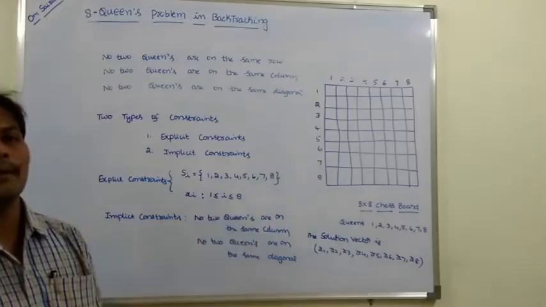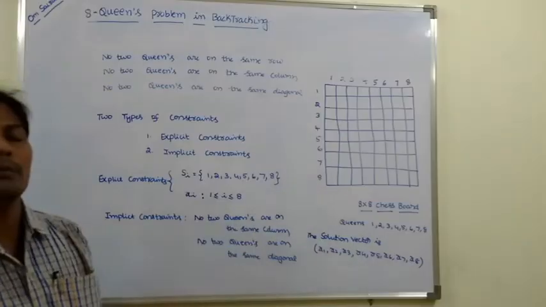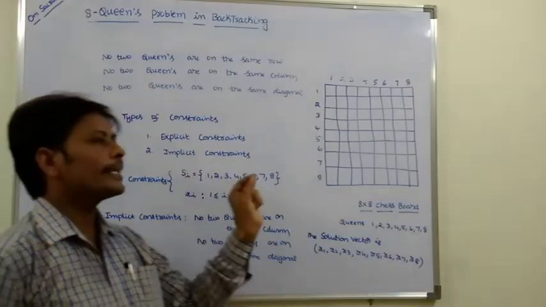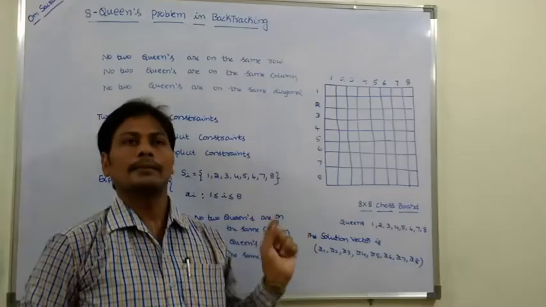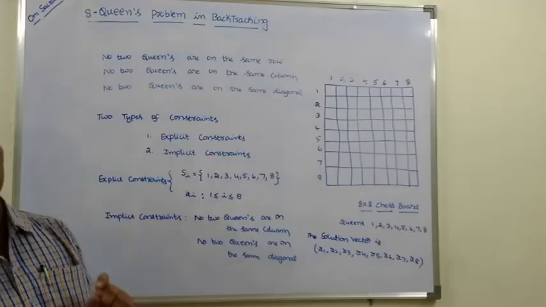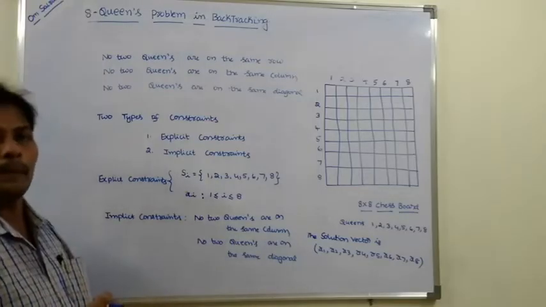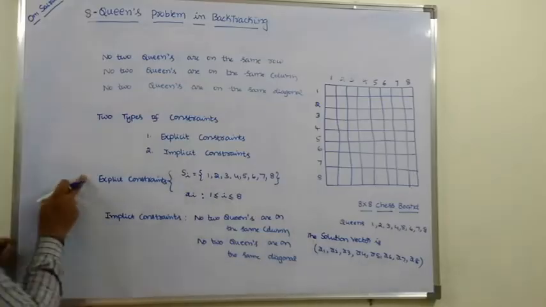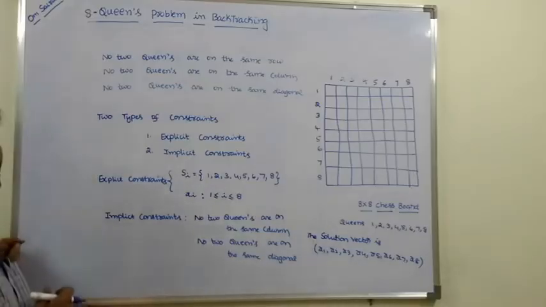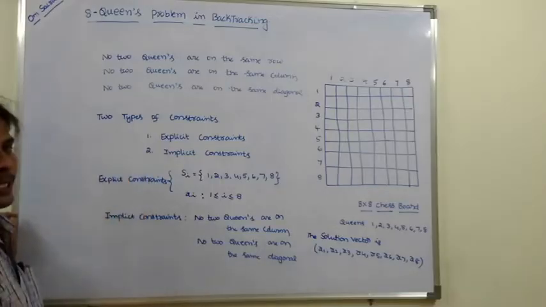Queen 6 can be placed on the 6th row. Queen 7 can be placed on the 7th row. Queen 8 can be placed on the 8th row. So the 8th queen can be placed on the 8th column. Because of that, we have not mentioned that no two queens can be on the same row. So these are the explicit constraints and the implicit constraints we have to follow in the 8 queens problem, while we have to place 8 queens on an 8 by 8 chessboard.